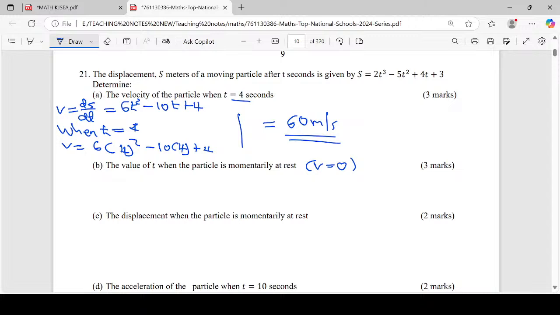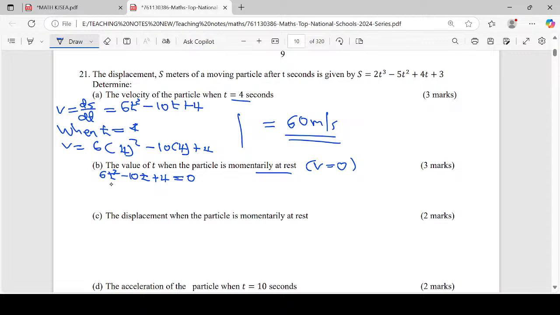Learners, what are we going to do? We are going to take the equation for velocity, which we obtained after differentiating in part A, as 6t squared minus 10t plus 4, and we equate it to 0 because the particle is at rest, so the velocity is 0. Now we are going to solve this.